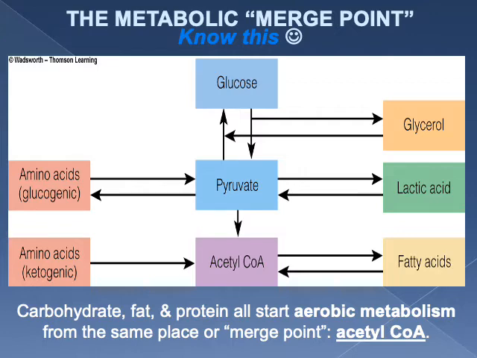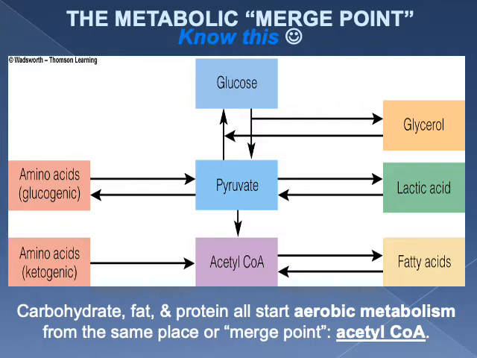When pyruvate is formed and there's no oxygen available, you can see that it goes to lactic acid. And that is a reversible step where the lactic acid goes back into the liver, then is converted to pyruvate and back up to glucose. And that was the Cori cycle.